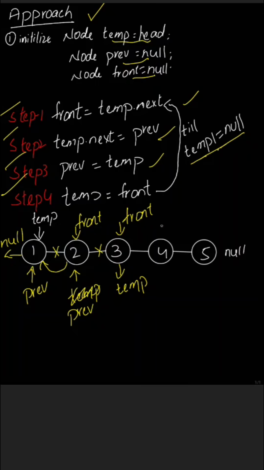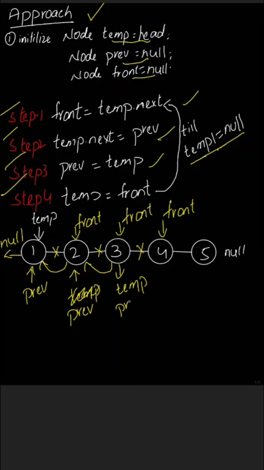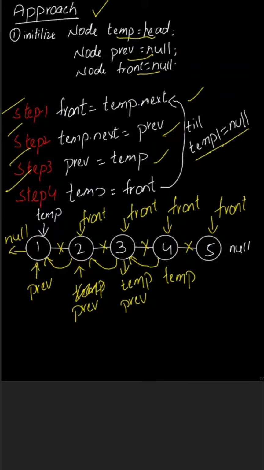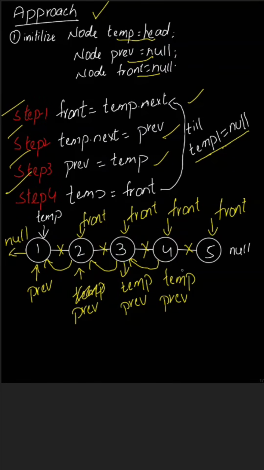Then again it will continue, we'll assign this node as front, then we'll break this link and assign its next to the previous node, then we'll update the previous value, and we'll update the temp value. Again we'll update this node as front, we'll break this link, we'll connect this node to the previous node, then we'll update this node as previous, then we'll update the temp value.